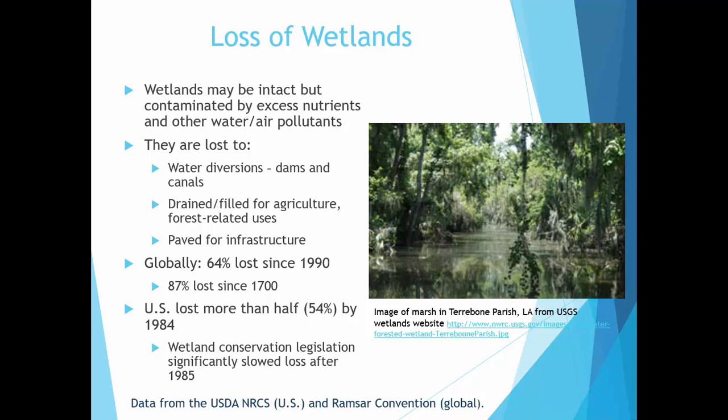If we look at the United States, we've lost more than half of our wetlands by 1984. In 1985, there was wetland conservation passed that significantly slowed the loss of wetlands, and so we kind of stopped that loss in 1984, and that's why our numbers are looking better than the global numbers.